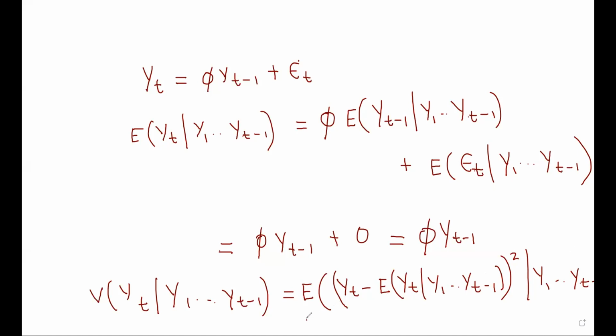So that's what you have, right? Now, what is this: yt minus the conditional expectation? The conditional expectation is simply phi yt minus 1. What is yt? Phi yt minus 1 plus epsilon t, right? So what is yt minus this conditional expectation? It's simply epsilon t, squared, isn't it?